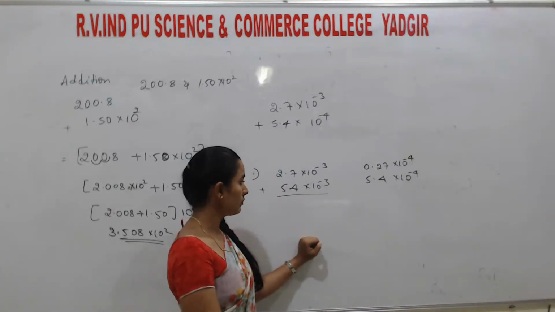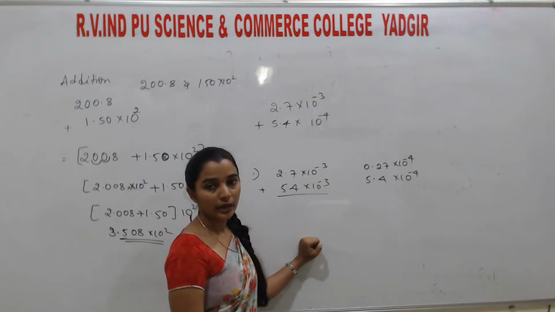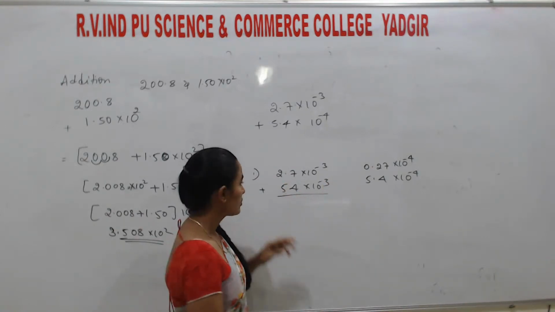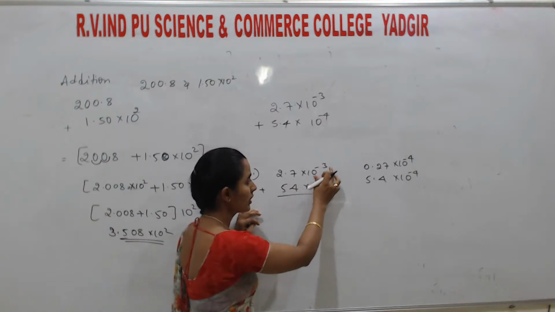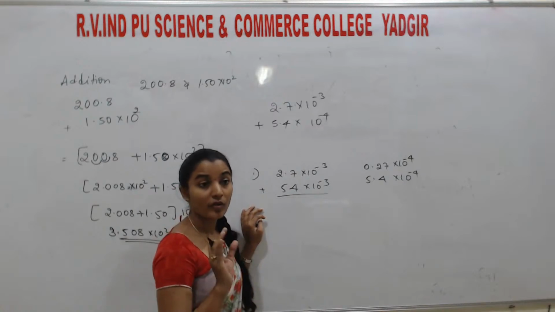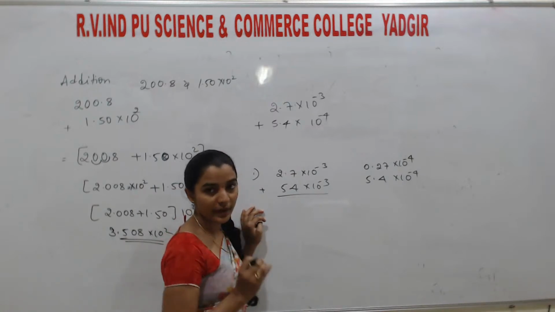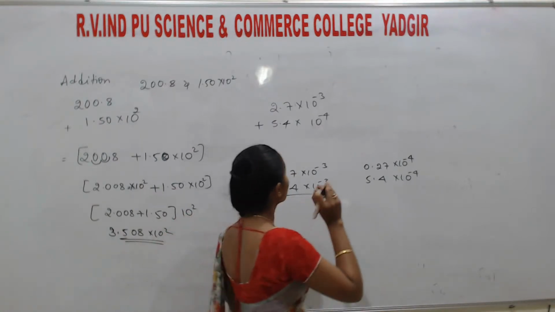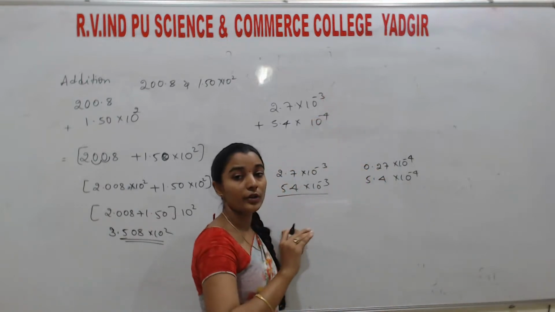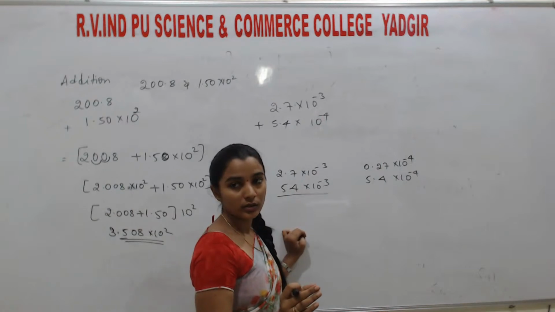Understood? If you do, you'll get the correct answer, either by addition or subtraction. So if you add this, you'll get the same. For minus also, it is same. Power should be same for plus as well as minus. Okay. Next, multiplication means these powers, whether it is same or not, we don't bother about that.